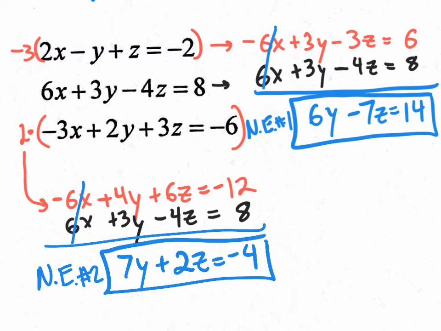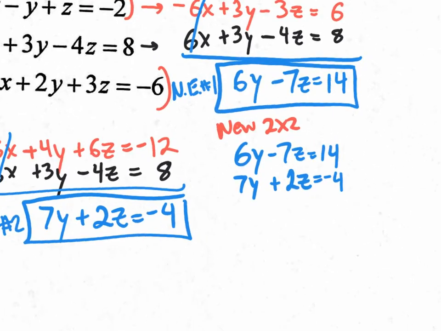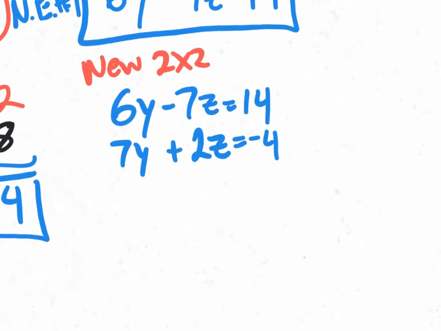Okay, so now we're on our third step. If you're using your flip chart, that third step should say create a new 2x2 system, right? So we're going to take new equation 1, new equation 2, put them together, creating a new 2x2 system. So my new 2x2 system will be 6y minus 7z equals 14, and it's going to be with 7y plus 2z equals -4. So this is our new 2x2 system, and we all should be able to solve a 2x2 system with elimination method. So what would you like to cancel, y's or z's?